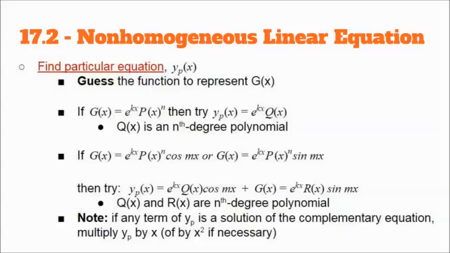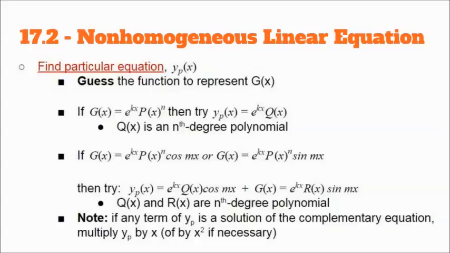Now, if g of x is equal to e to the power of kx times p of x cosine mx, or if cosine was replaced with sine, then you would use g of x equal to e to the power of kx, and so on, cosine mx, and then plus e to the kx sine mx, that equation right there.